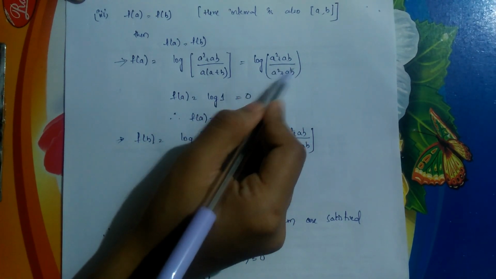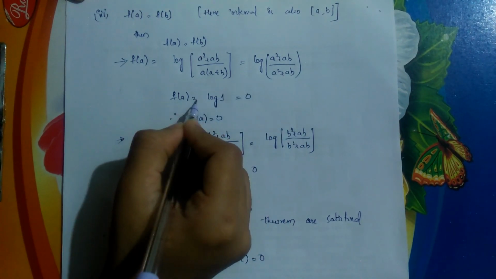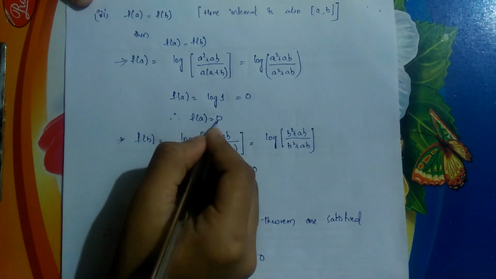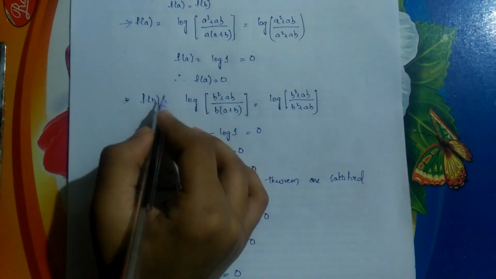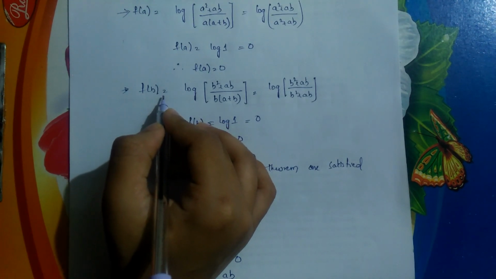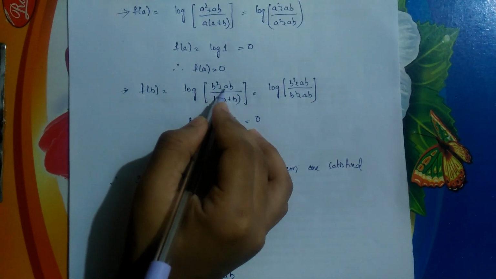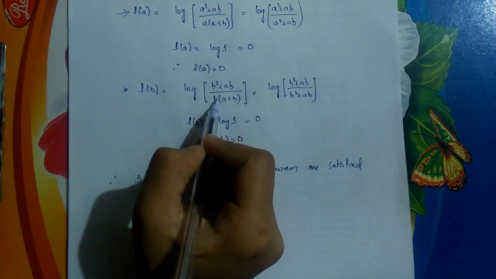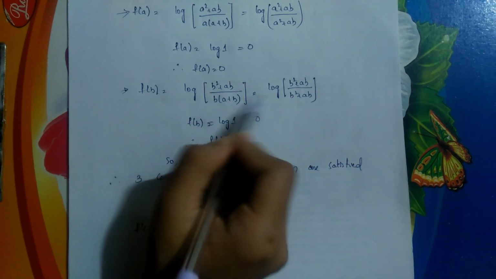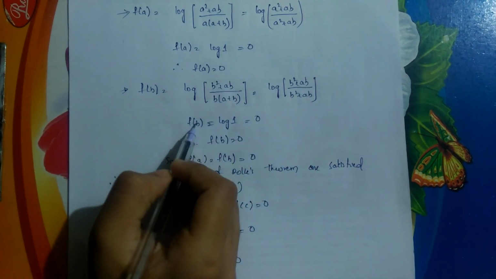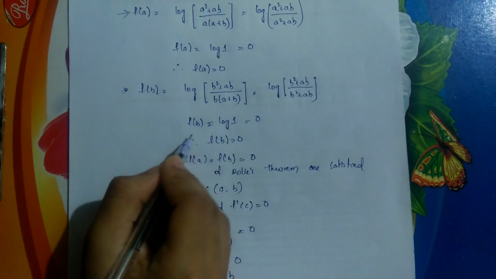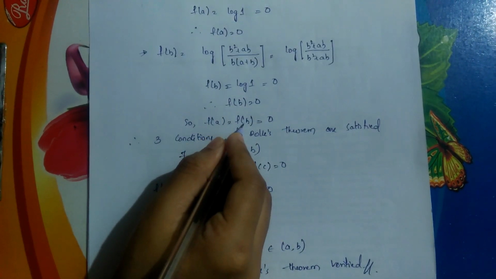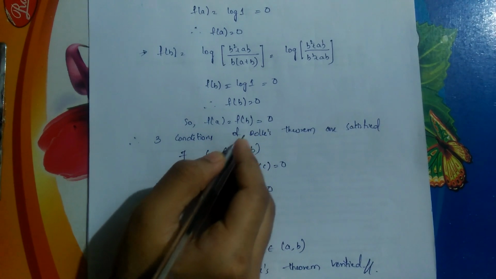The numerator and denominator both are the same, so you get f of a is equal to log 1, where log 1 value is equal to 0. Therefore f of a is equal to 0. Then f of b, so substitute b in the place of x, you will get it as log of (b square plus ab) by b of (a plus b), and b into a is ab and b into b is b square, so b square plus ab, and then f of b is equal to log 1, that equals 0. Therefore f of b is equal to 0. So we can write f of a is equal to f of b is equal to 0. So the third condition is also satisfied.